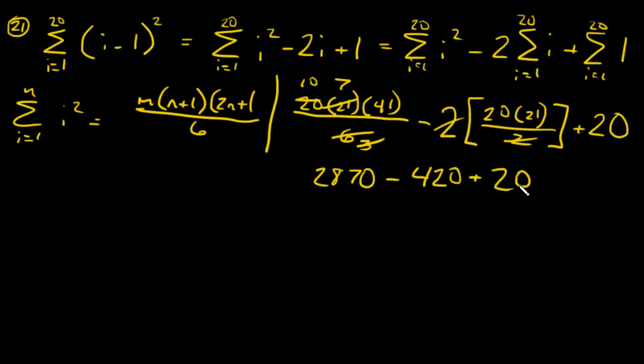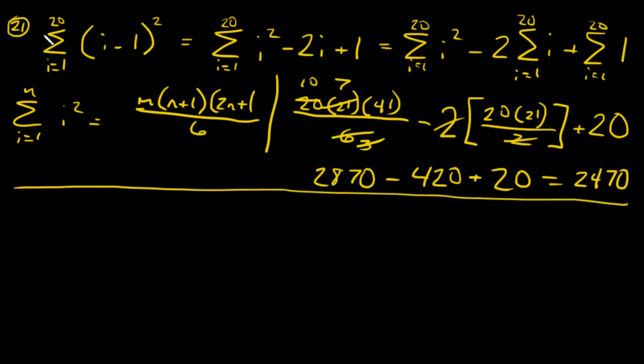Plus 20 is, let's see, so 20 and the negative 420 are going to become 400. If I subtract 400 from that, I wind up with 2,470 for my final total. Whew. Alrighty, that was a lot of work to get there, but it beats the heck out of adding 20 of these terms together. Can you imagine how many mistakes you would get? It would just be ridiculous.